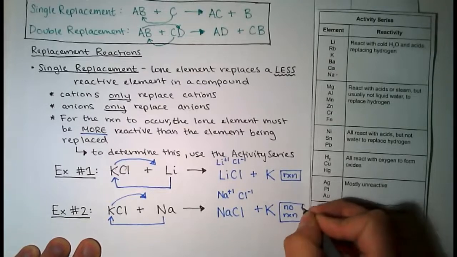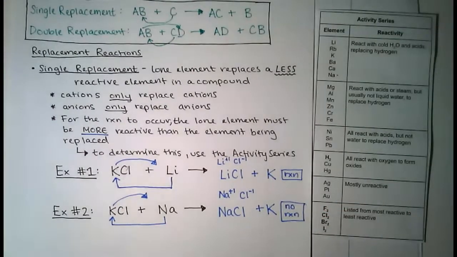So you can predict products for all sorts of single replacement reactions, but in order to determine whether or not they will actually occur in practice, you need to check the activity series to make sure that the element that is by itself is actually more reactive than the element that is in the compound already.